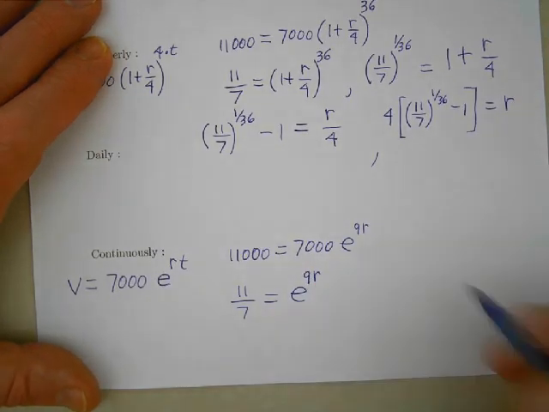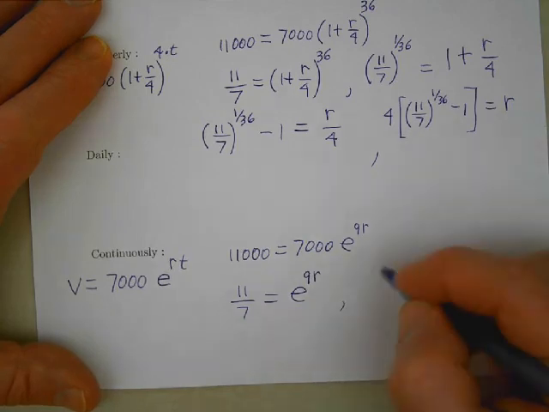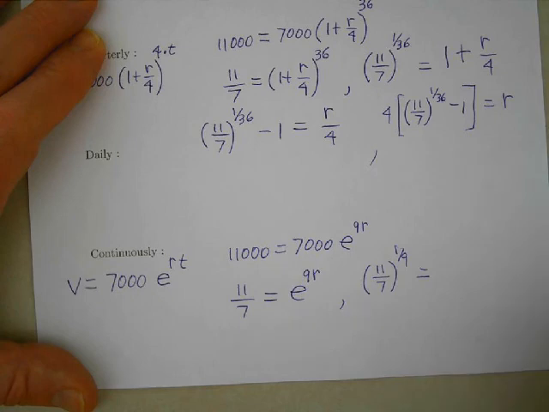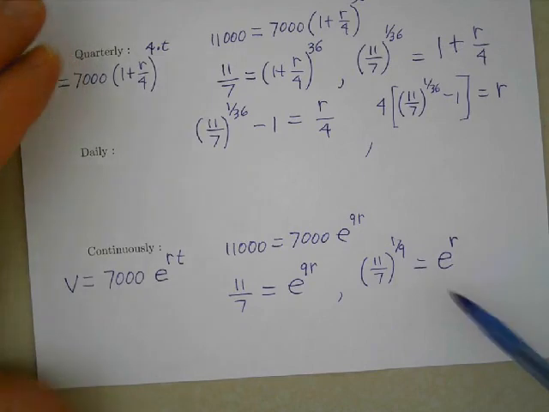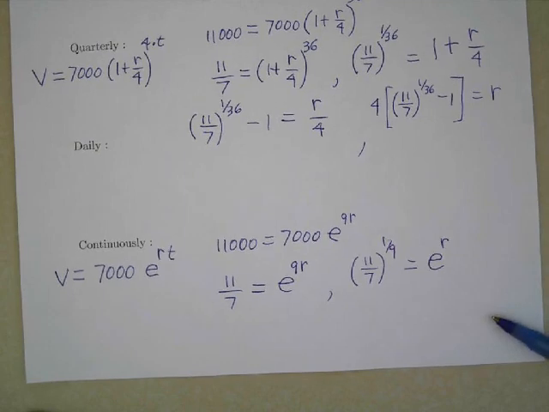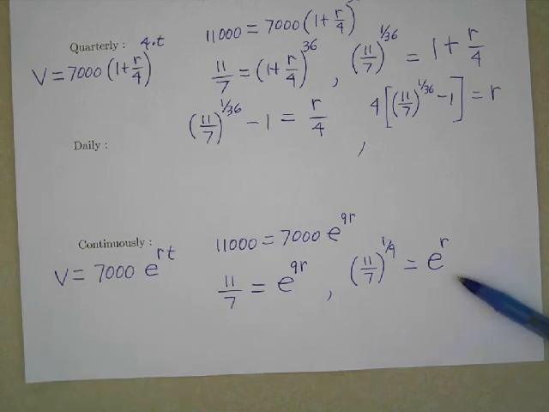We can do one more thing. We can raise both sides to the 1/9th power, and we get 11 sevenths to the 1/9th. And when we raise e to the 9r to the 1/9th, we just get e to the r. We want to solve this equation for r, but we see that r is in the exponent. And we haven't covered anything in this semester that enables us to solve this for r. But when we start section 3.3 in a few days, we will learn how to solve this equation for r.